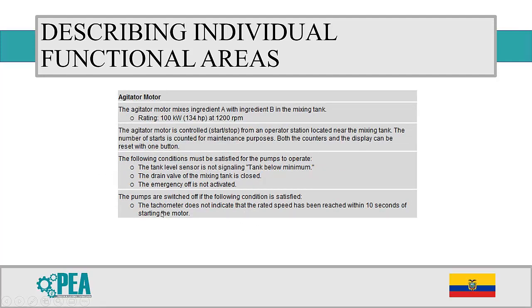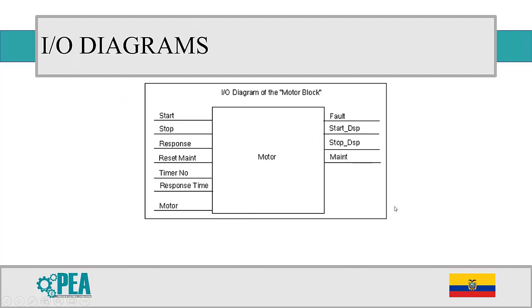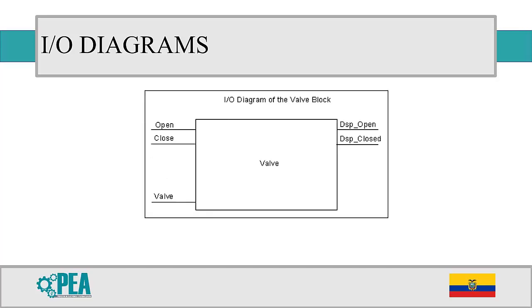It's this one. Okay, sorry. The pumps have not reached the rated speed in 10 seconds. For that timer, you later have the response time, which in this case is the 10 seconds, and the signal motor, which corresponds to whether it's a motor for mixing or the pumps. The outputs are a fault, a start display and a stop display, because this is feedback that you need for the operator, and the maintenance is also feedback for the operator.